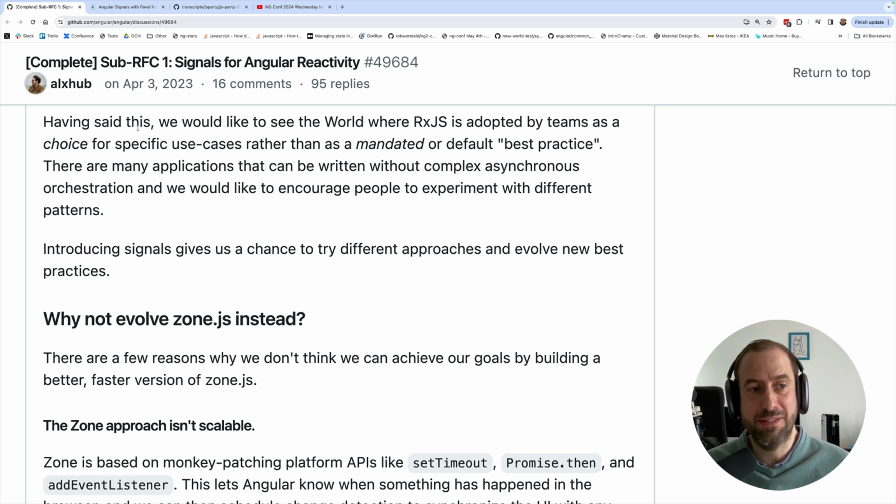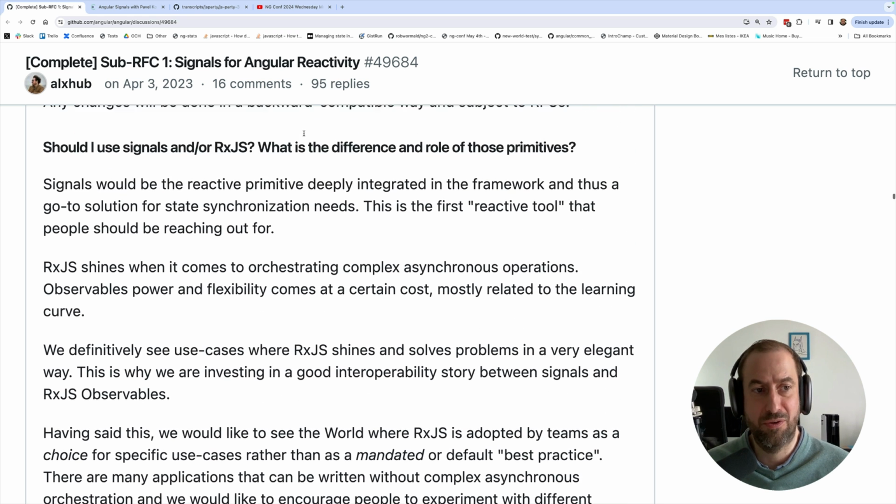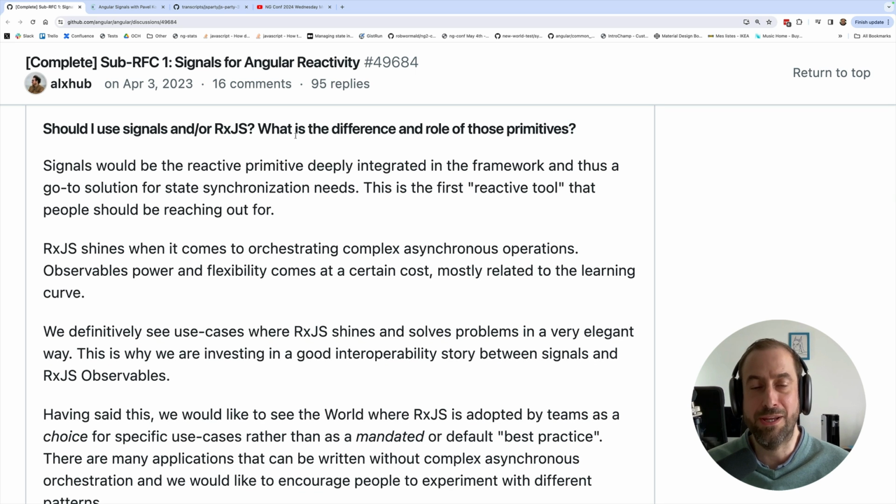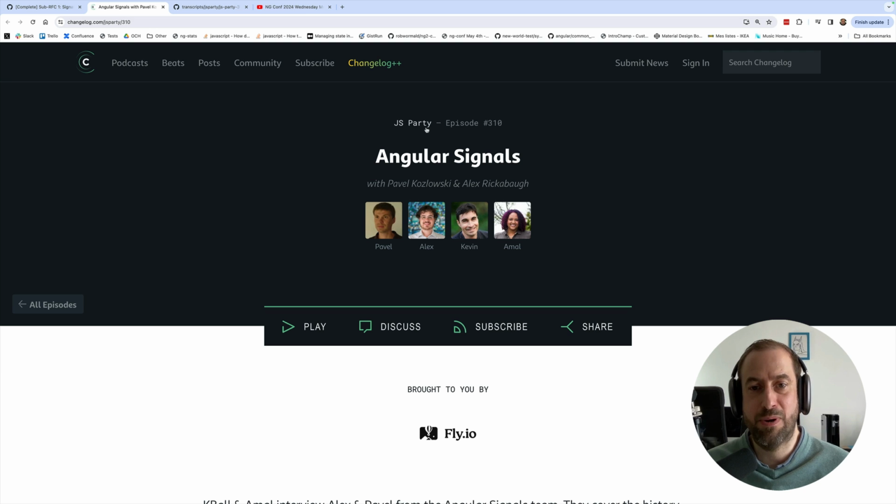All right, so now this part here of the RFC talks about the active advice of what we should try to experiment with different patterns, but it doesn't say a lot about why the Angular team decided to go in this direction. There's more information here, of course, you should see the rest of the RFC, but about the topic of why choose the direction of signals and why make RxJS optional, for that I'm going to quote another source, which is the JS Party episode 310 podcast on Angular signals with Pavel Kozlovsky and Alex Rickabaugh from the Angular team. So you are going to be able to find the episode here linked in the description of this video.